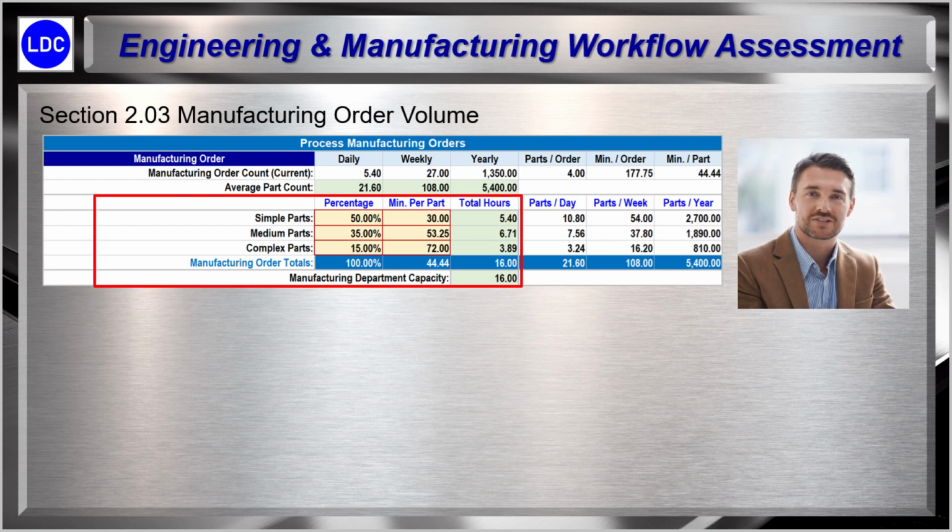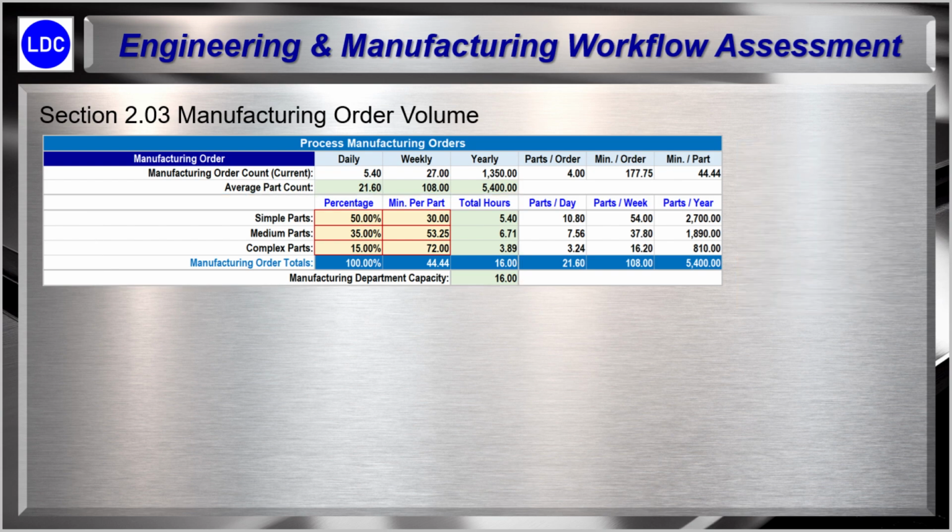This includes a percentage breakdown of the processing time of simple, medium, and complex parts per an average manufacturing order.